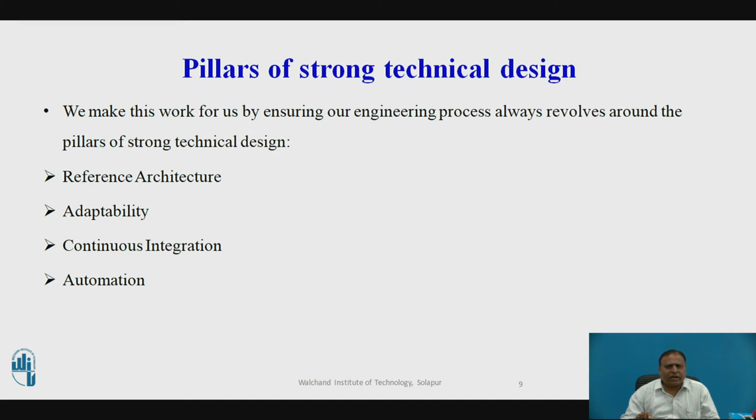Pillars of strong technical design. We make this work for us by ensuring our engineering process always revolves around the pillars of strong technical design. The first pillar is reference architecture. The technical blueprint for any successful system implementation, a reference architecture lays the foundation for solution assembly and serves as the proof that the technical design is valid.